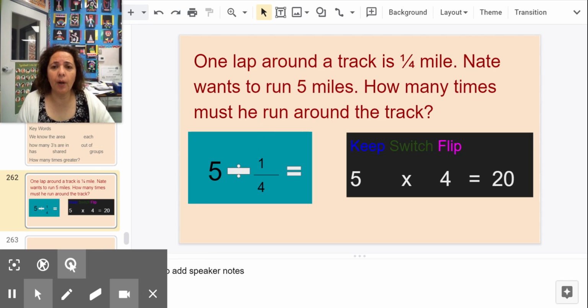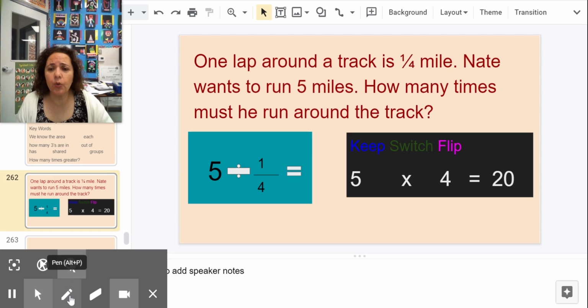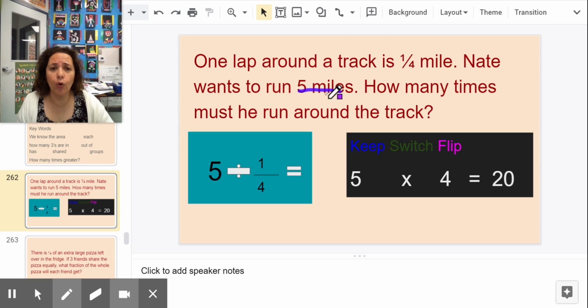Okay, here's our first problem. One lap around a track is 1/4 of a mile. Nate wants to run 5 miles. How many times must he run the track? So one lap around the track is 1/4 of a mile. Nate wants to run 5 miles. So this 5 miles is my total.